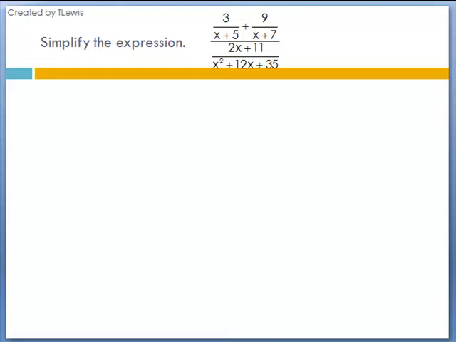Simplify the expression: 3 over x plus 5 plus 9 over x plus 7, all over 2x plus 11 over x squared plus 12x plus 35. So what we have here is a complex fraction. Our goal is to not have a fraction within the fraction, in the numerator and in its denominator.